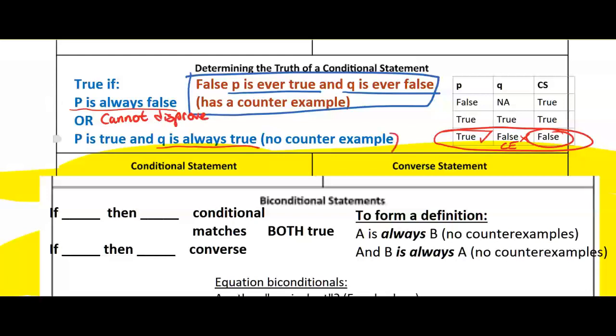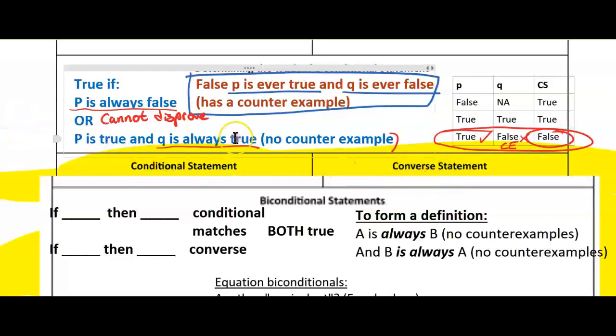This one I can't disprove because there's no counterexample. Like it is literally true. Everything about it's true, therefore it is true. So that is determining the truth of a conditional statement. And again, if you don't have everything written down right now, I'll put it back up. You'll have a chance to write some more down later.